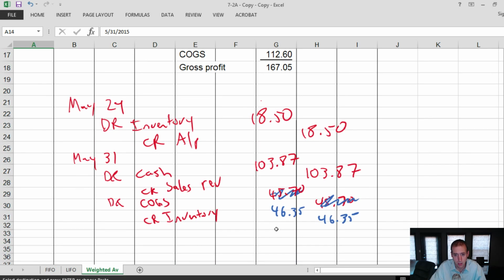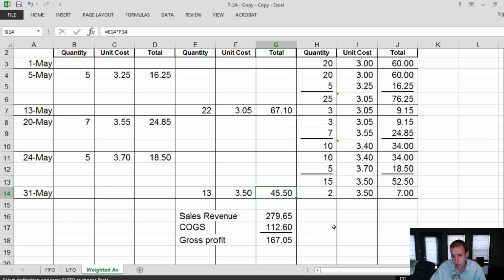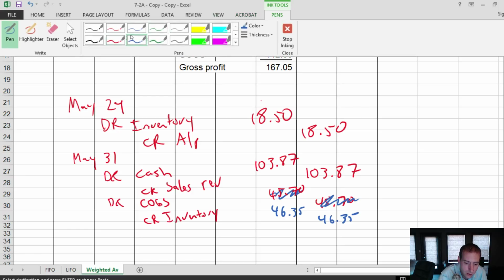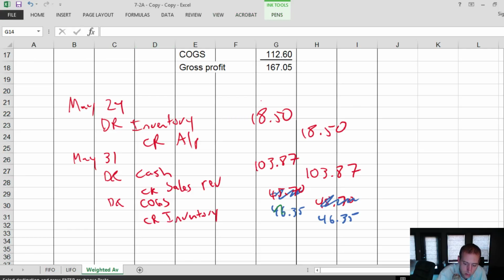However, our COGS and inventory are different. You can see it was $45.70 for FIFO, that's in red. $46.35 for LIFO, that's in blue. And for the weighted average method, you can see it's $45.50. So let's punch in our weighted average amount. Again, I said that was $45.50. Let's do this in green. I'll scratch this one out. For weighted average, it is $45.50 debit and credit. Debit COGS $45.50, credit inventory $45.50.